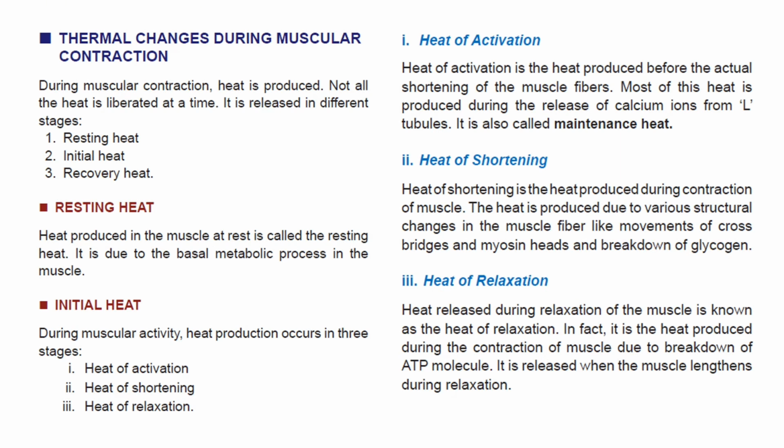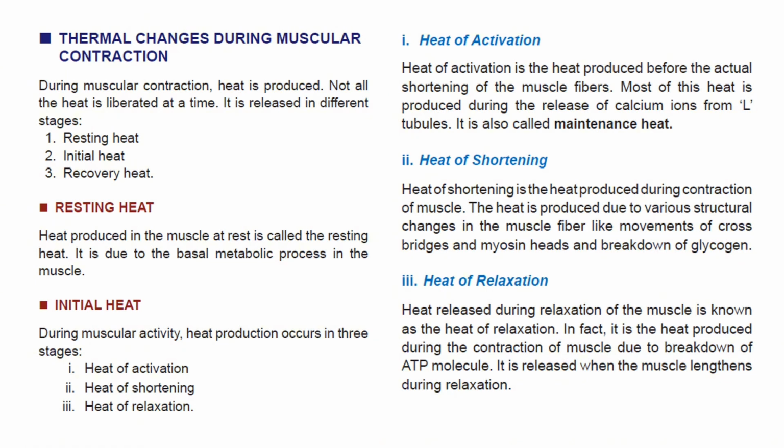Number 2 is initial heat. So what is initial heat? During muscular activity, heat is produced in multiple stages, collectively known as initial heat. It can be divided into 3 types. Number 1 is heat of activation. This is the heat generated before the actual shortening of muscle fibers begins. It occurs during the release of calcium ions from the sarcoplasmic reticulum, which is essential for initiating muscle contraction. It is also referred to as maintenance heat.